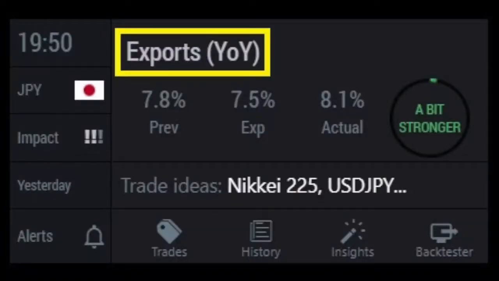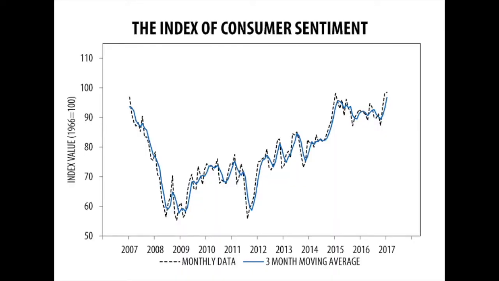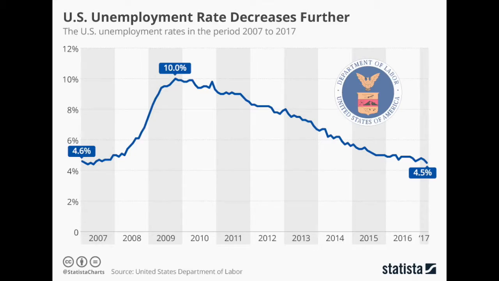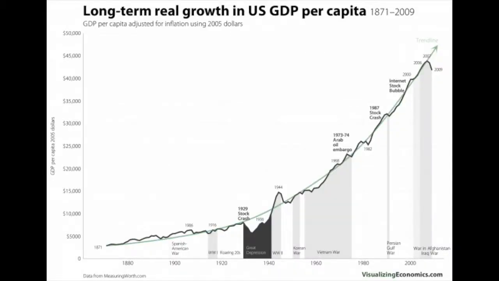Now, the first thing you're going to notice on the event card is the name of the economic event. Bettertrader has many events on its website. It can comprise anything from surveys like customer sentiment to unemployment rates or GDPs. So these can all affect the market in various ways, and you need to look out for them.